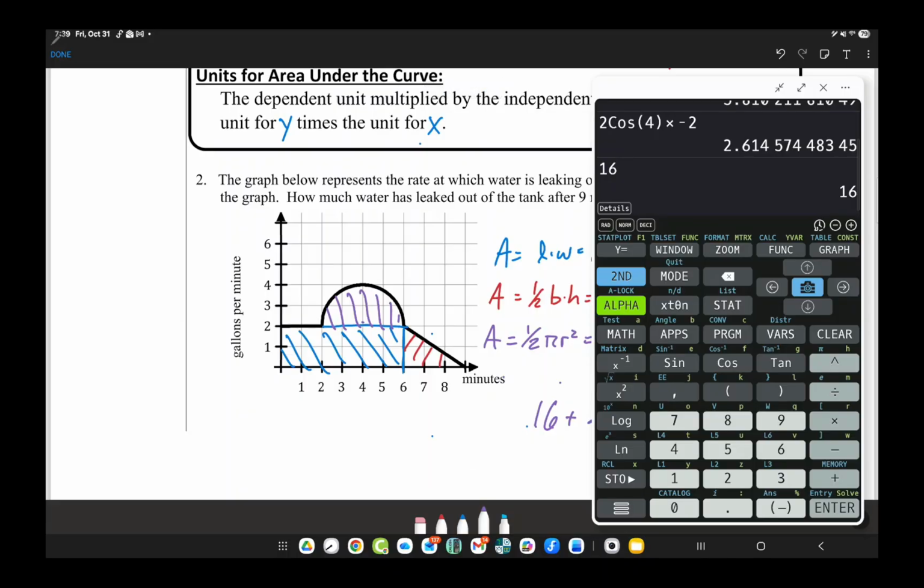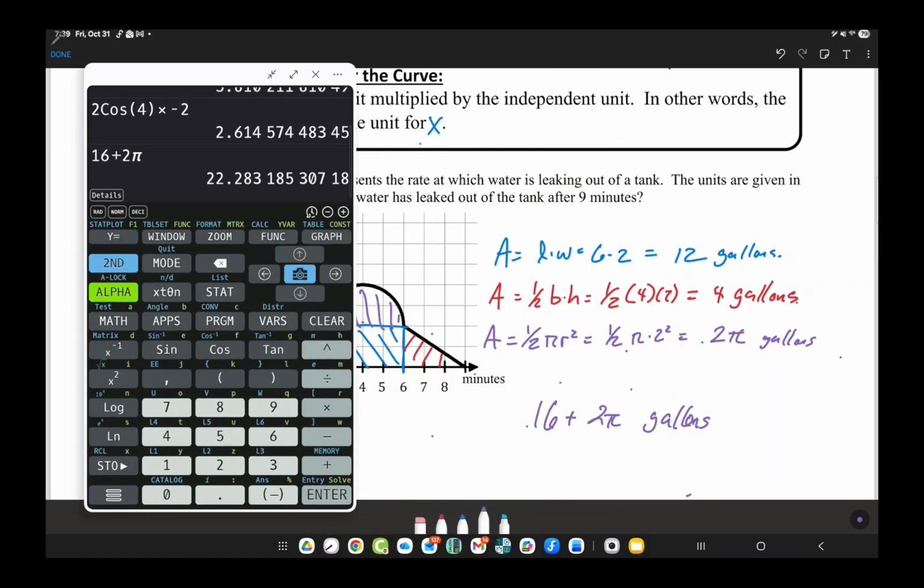16 plus 2 times pi is 22.283 gallons. One thing I will say is do make sure you go to 3 decimal places. That's kind of the standard for the course. So when you round, do not round to 1 decimal place, go to 3. I had to write that out in a couple people's tests, especially when dealing with pi.